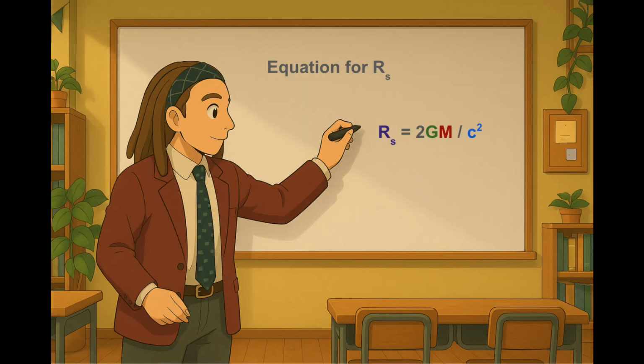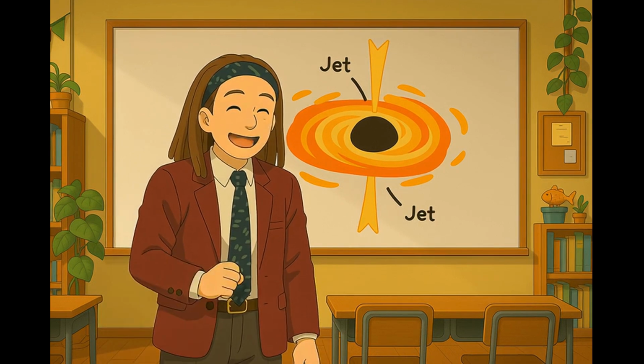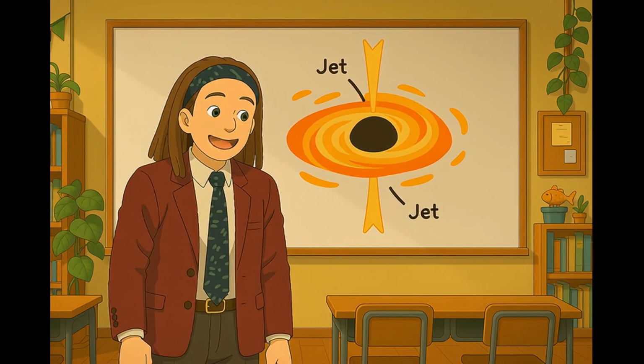This formula, Rs equals 2GM over c squared, isn't just for this specific mass, it's a universal relationship. You can use it to calculate the Schwarzschild radius for any mass, whether it's a star, a planet, or even yourself, if that object were hypothetically compressed enough to become a black hole. It provides a foundational understanding of what defines the size of a black hole and how it scales with mass.